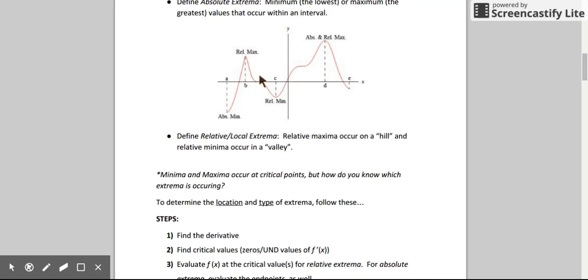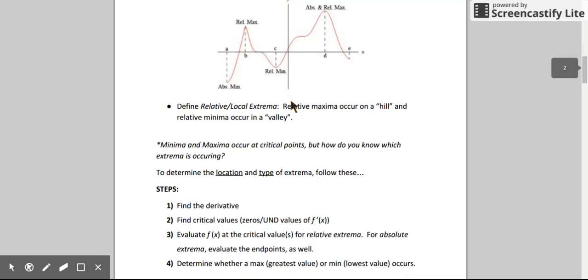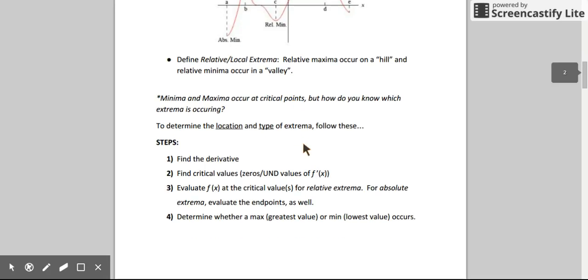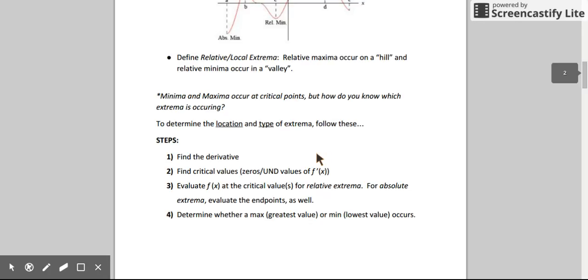The extreme values are going to occur at critical points, and horizontal tangent lines are going to occur at our maximums or minimums. So we can use that to determine where these are happening. However, the extreme value theorem does not tell us whether it's a maximum or a minimum. It just simply says that it exists somewhere on the interval. So we have to use the following steps to determine what type it is, whether it's a maximum or a minimum.